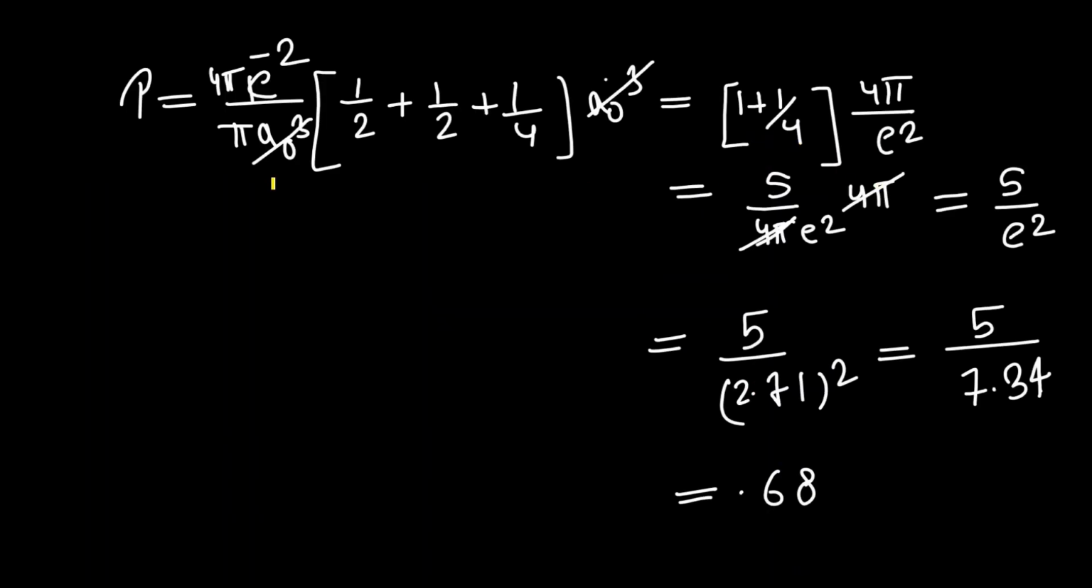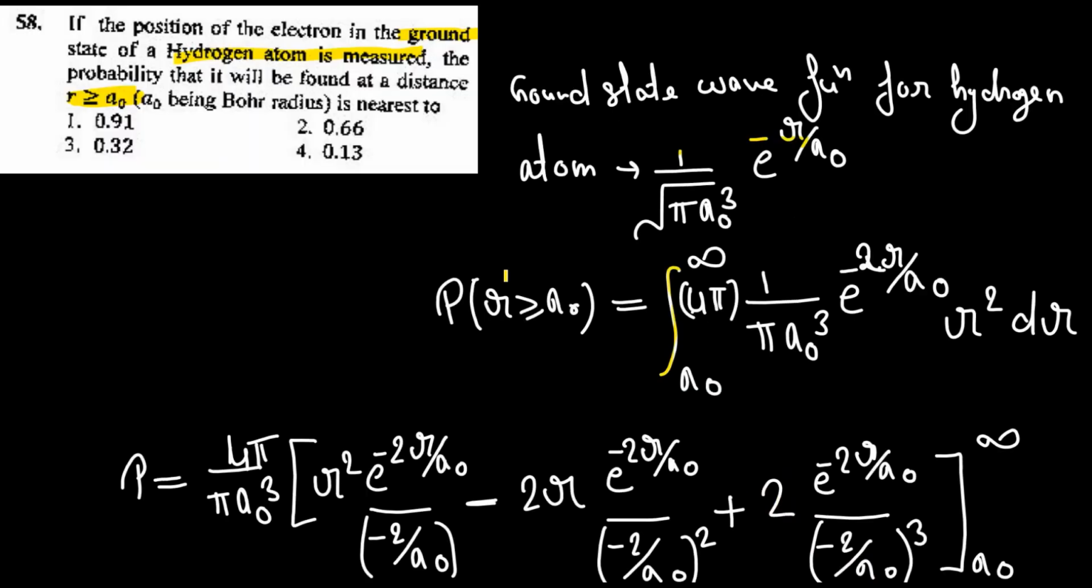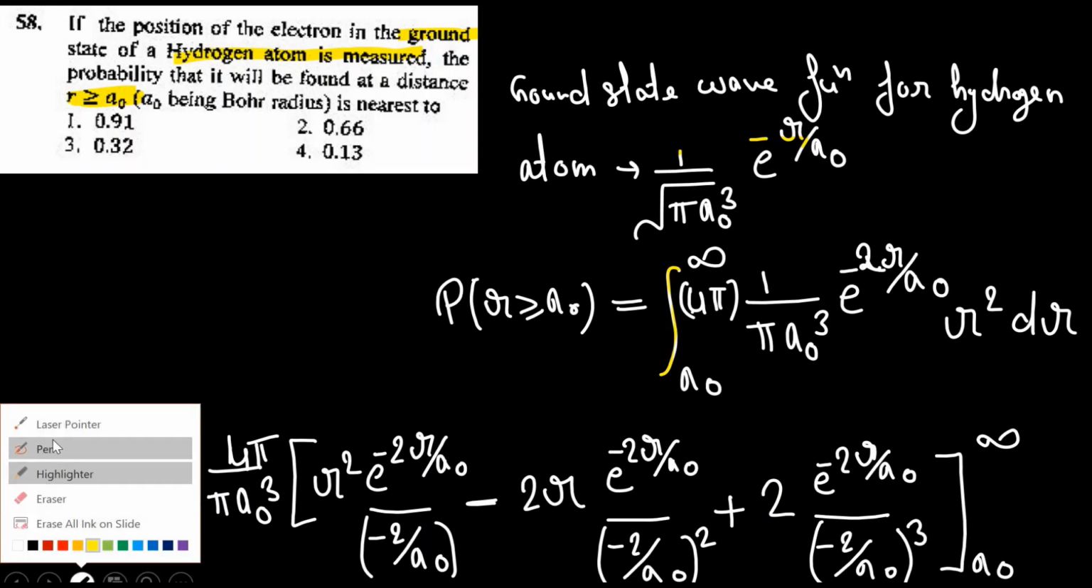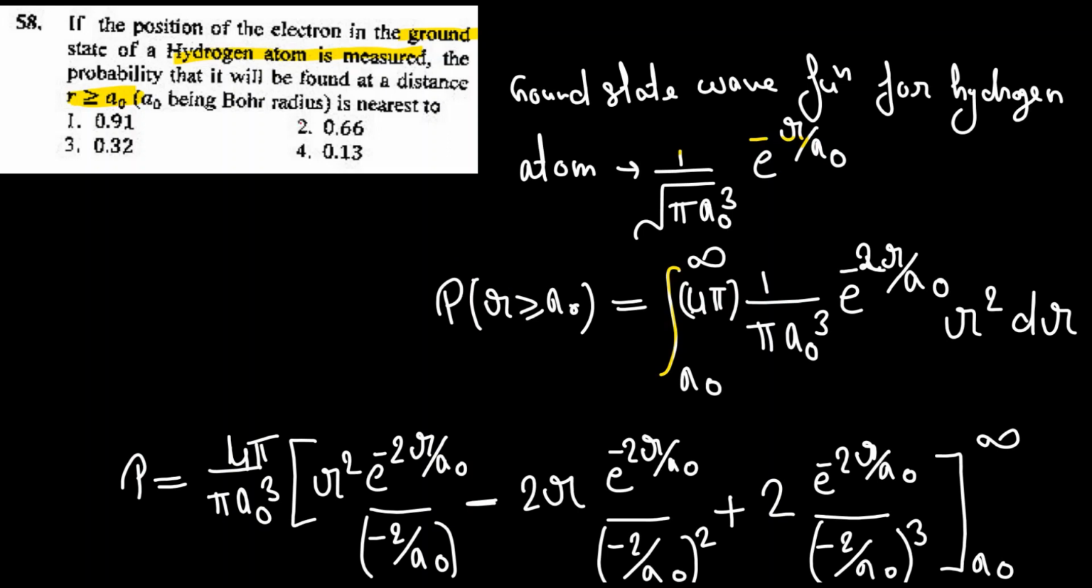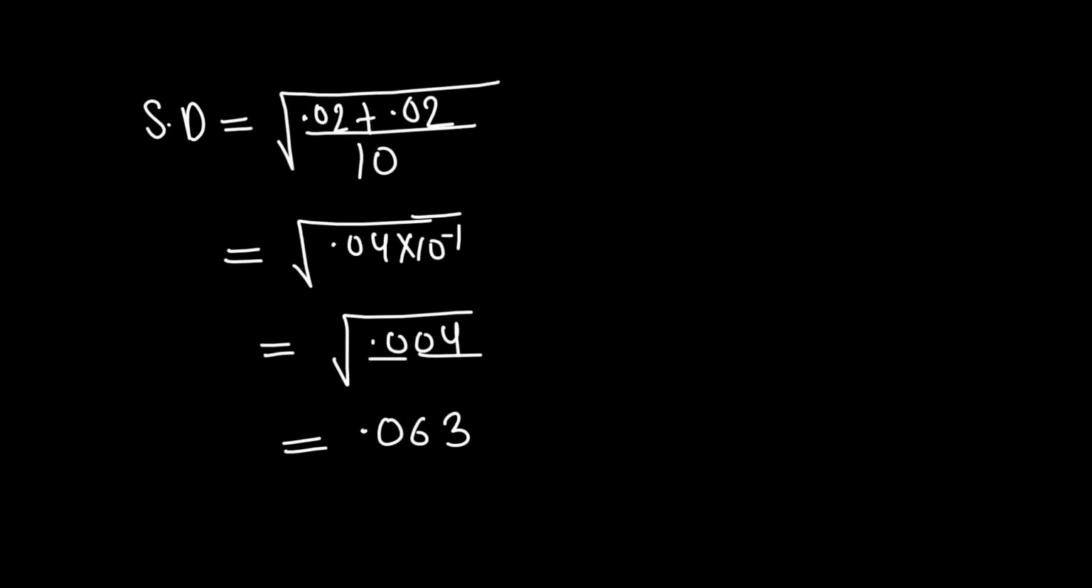So after putting the limit, you will get pi by e square, and the value of e is 2.71. So when you calculate this, you will get 0.68 in the answer. So the most appropriate answer is option B. So option 2 will be correct. Okay, now let's move towards the next question.